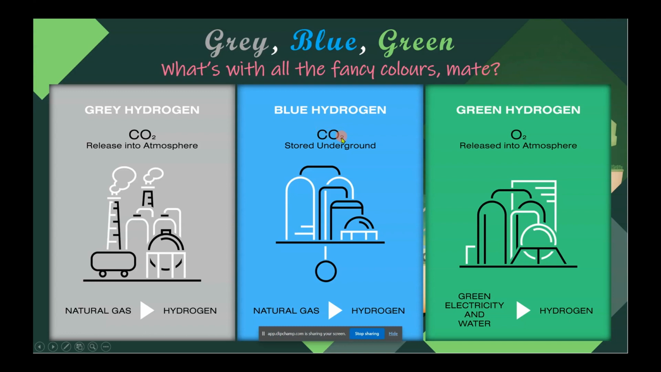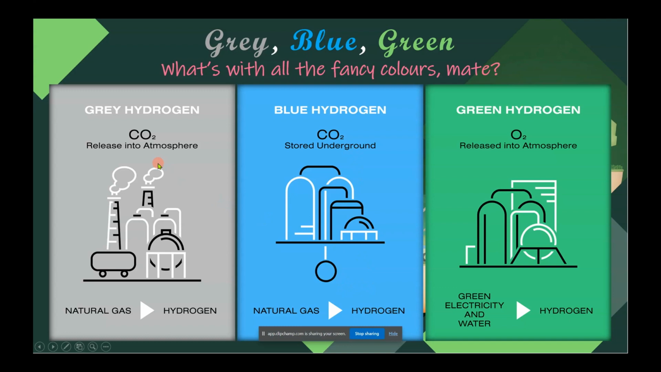So whatever carbon emissions are taking place due to the hydrogen produced from natural gas, obviously natural gas is CH4, methane. So when hydrogen is separated from methane, one of the byproducts will be carbon dioxide, and it is harmful for the environment. So in case of blue hydrogen, the CO2 is stored underground.